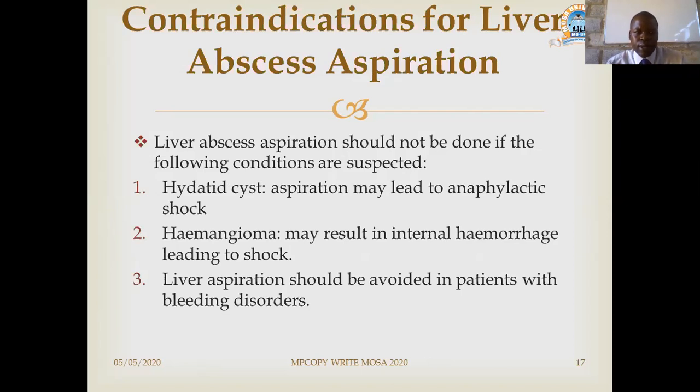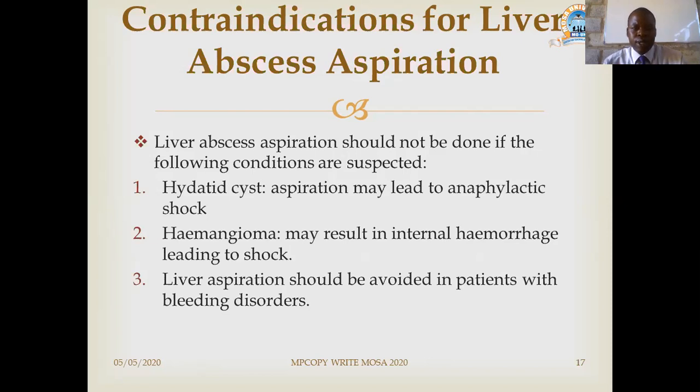The second contraindication is hemangioma. In hemangioma, if you try to aspirate, it may result in internal hemorrhage leading to shock. So in hemangioma, you don't need to aspirate. When you try to aspirate, the patient will keep on bleeding, and the bleeding will lead to shock. And this type of bleeding is what we describe as concealed bleeding or internal bleeding, the bleeding that you can't see with your eyes.